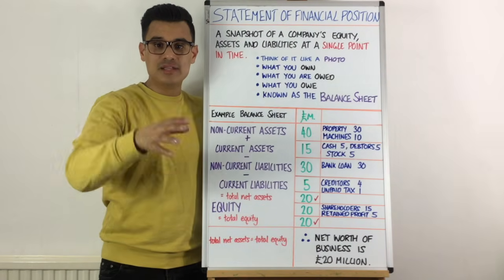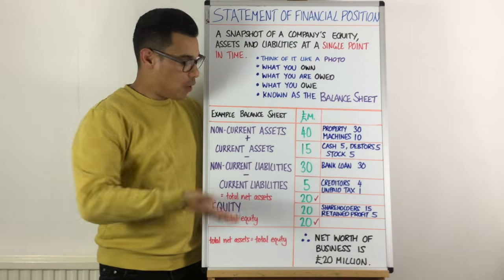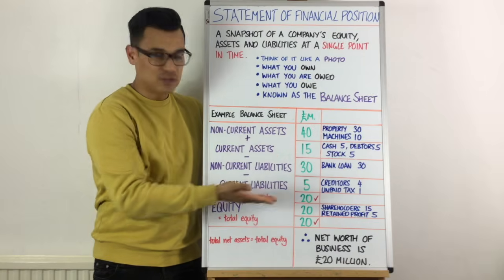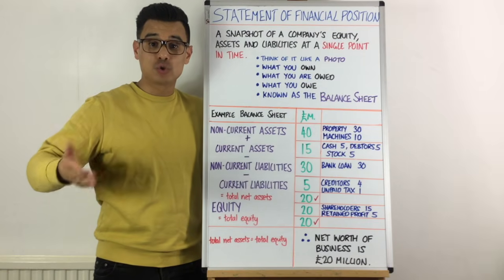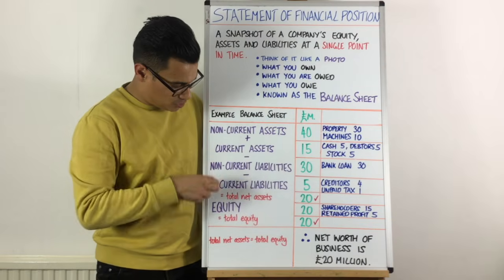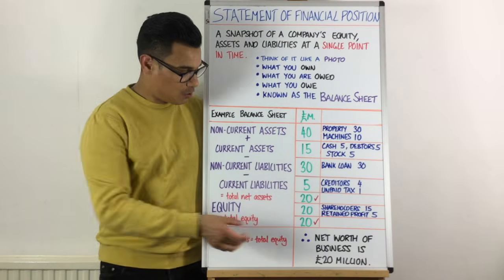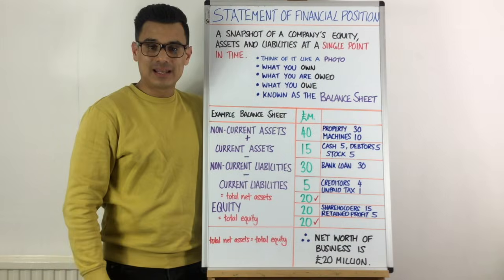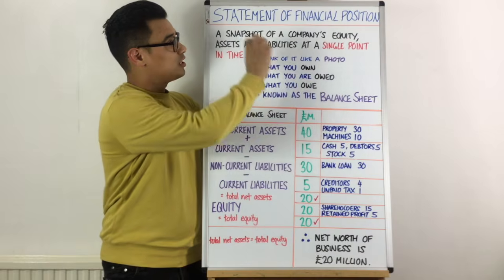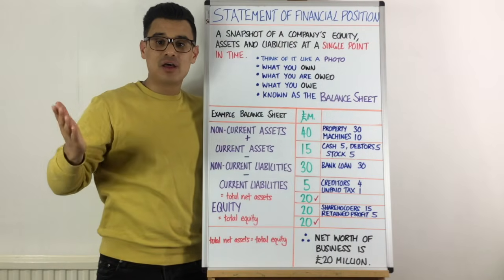So everything that you've put into the business, you can find where you have distributed it in terms of what you own in the short and long term, and what you've taken away in terms of what you owe in the long and short term. And this 20 million that you've balanced in terms of your total equity and your total net assets is another way of looking at the net worth of the business. And that's why you can say the balance sheet, or the statement of financial position, looks at the net worth of the business.